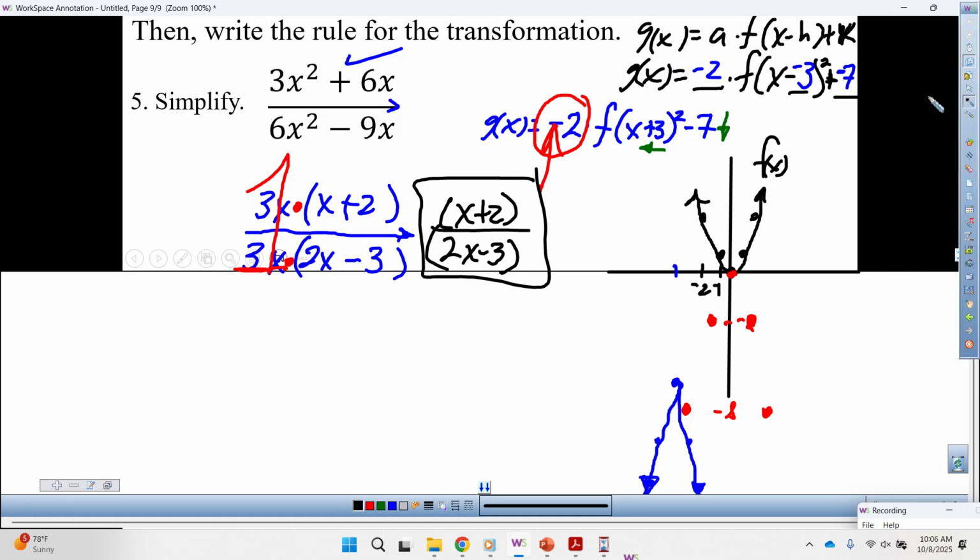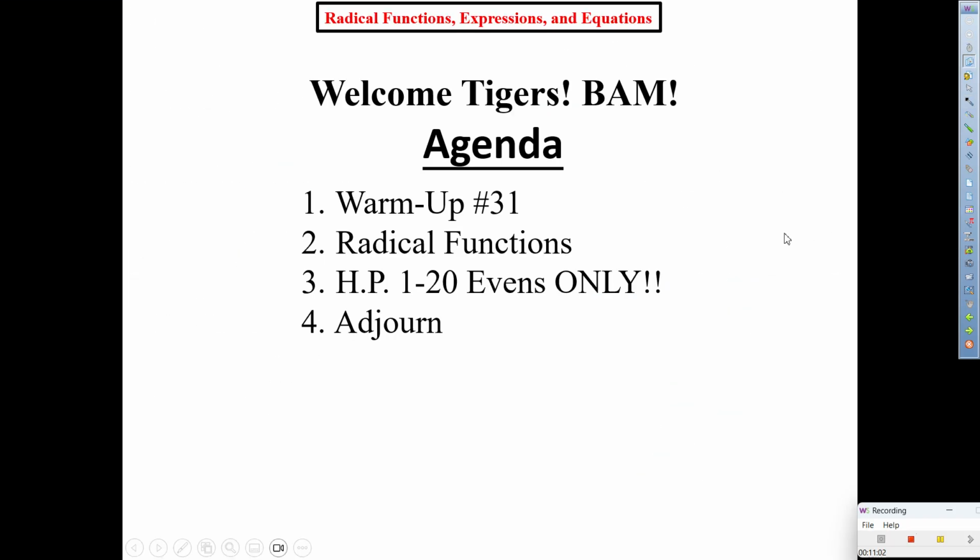All right, copy the agenda, please. Warm-up 31 done. We're in the middle of radical functions. Tonight's homework, numbers 1 through 20, evens only. But then I forgot that we had minimum day. You guys can do 20, can't you?